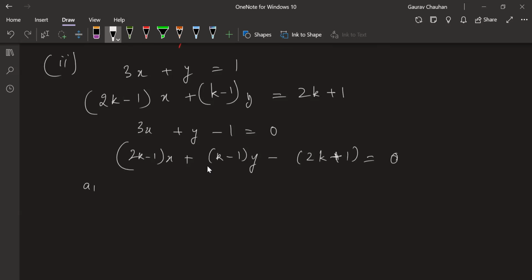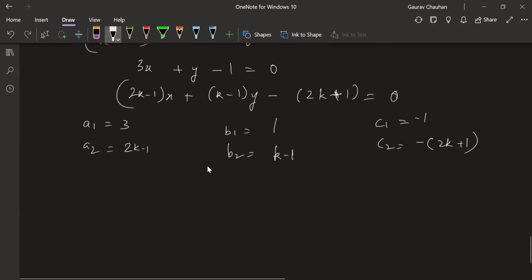So A1 is equal to 3, A2 is equal to 2k minus 1, B1 is equal to 1, B2 is equal to k minus 1. Do I need C1, C2? I don't even need them, but let's write it. Okay. C1 is equal to minus 1, C2 is equal to minus into 2k plus 1.